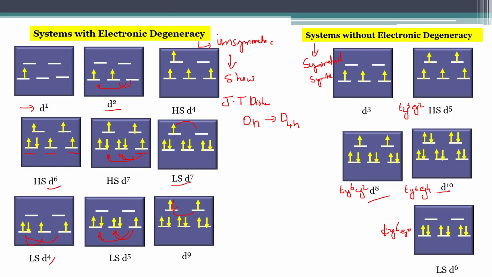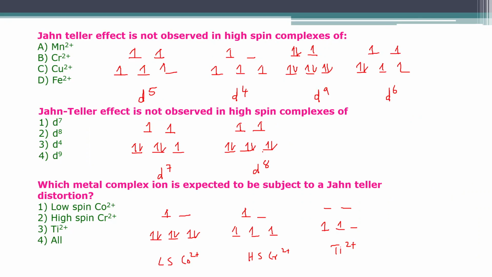The unsymmetrical arrangement, or the electronic degenerate arrangement, or the systems with electronic degeneracy, show Jahn-Teller distortion. And this is what is happening: the octahedral structure is changed to a distorted octahedral structure, or the point group Oh is changed to D4h point group. The center of inversion which they possess will be removed. And these are some of the problems associated with it.